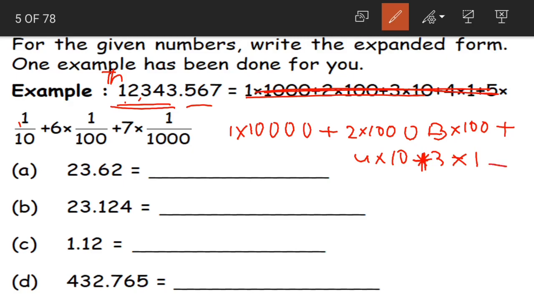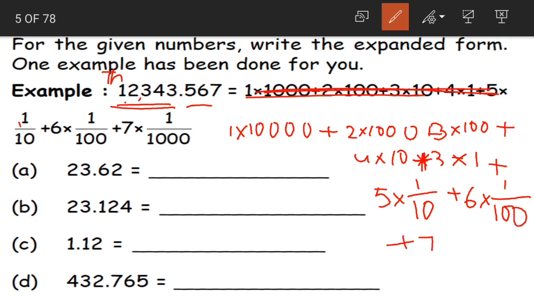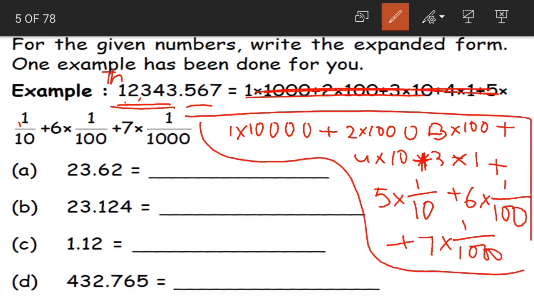Now what about the digits after the decimal point? We have 5 into, as I have said, it is in 1/10 place. So into 1 by 10 again plus 6 into, after 1 by 10 we have 1 by 100. Next plus 7 into, we have 1 by 1000. So this will be our expanded form for the given decimal number.